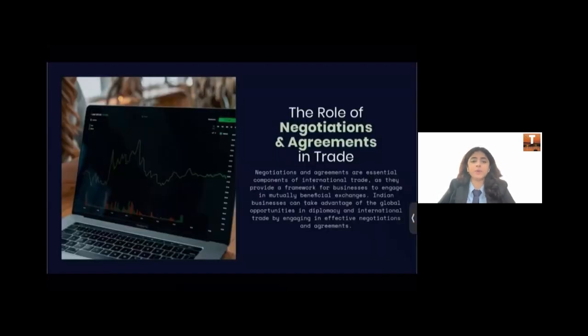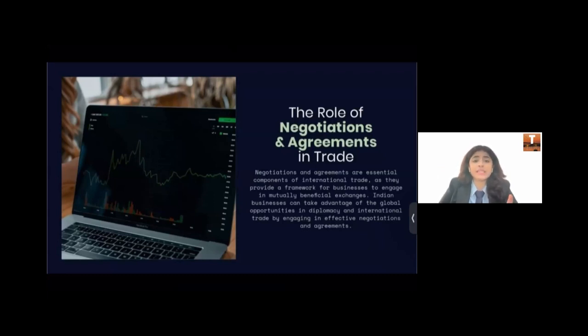Now, in the next slide, we'll be talking about the role of negotiations and agreements in trade. Negotiations and agreements play a very crucial role in international trade by facilitating mutually beneficial outcomes and resolving conflicts between trading partners. But what aspects fall into this regard that play a major role in terms of negotiations and agreements in trade?